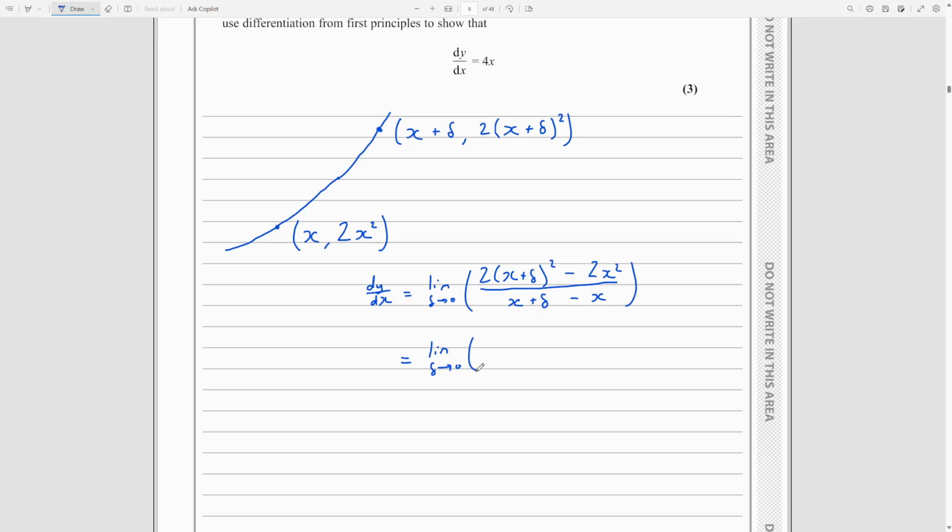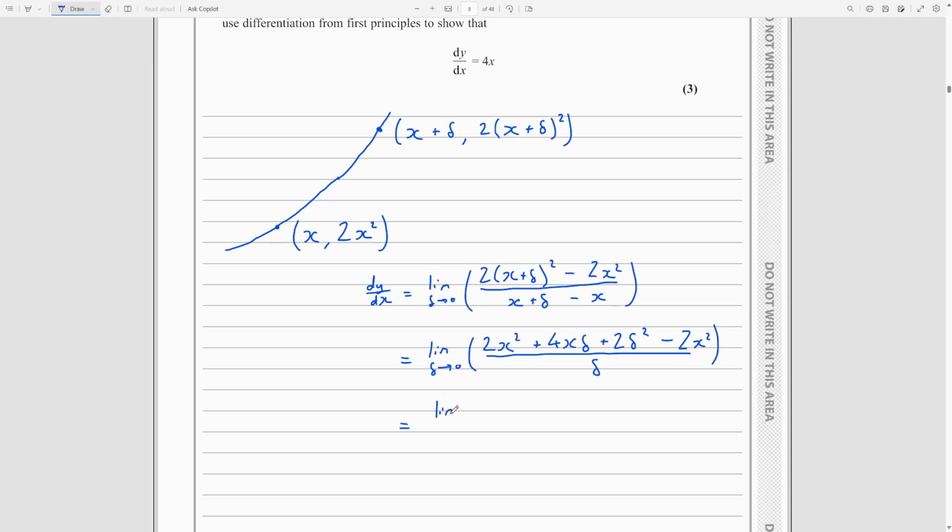So it's the limit as delta tends to 0. Well, I'll just expand all of this. So when I expand this bracket in here, I get x squared. So that's going to be 2x squared. I also get 2x delta. So that's 4x delta. I get delta squared. So 2 delta squared. Then minus 2x squared. And on the denominator, the x's cancel and it's just delta.